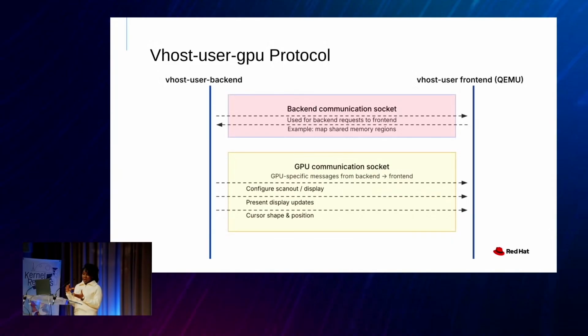The backend communication socket is used for sending backend requests to the front end. We need to use this for mapping the shared memory region, and other vhost devices use this too. Then there is the very specific GPU socket for sending messages from the backend to the front end. This socket is mainly used for things related to display handling and configuring the scan-out, or even presenting the display updates and handling mouse cursor updates as well.